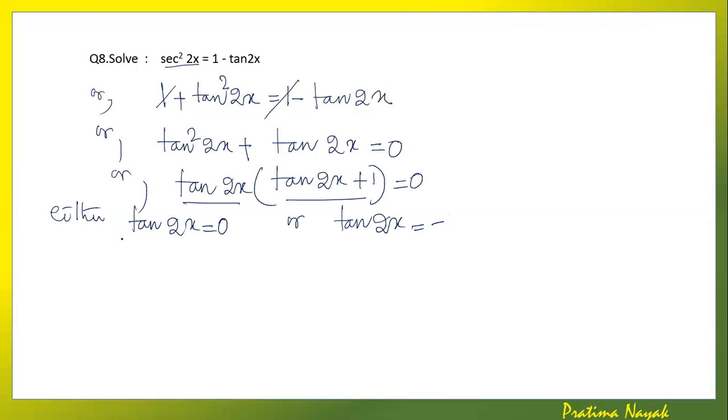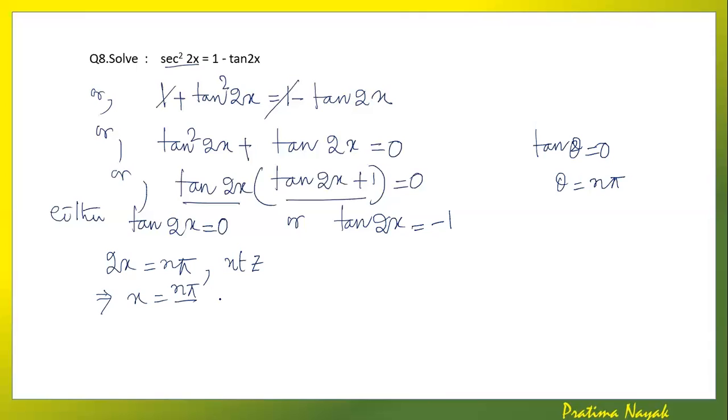Now first I am coming to tan 2x is 0. Now recall tan theta is 0. Theta is equal to how much? n pi. So you will write 2x is equal to n pi, where n is an integer. And what will be x? x is equal to n pi by 2. Finished one part. Come to the second part.